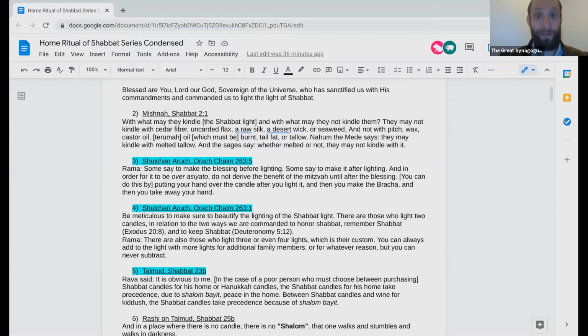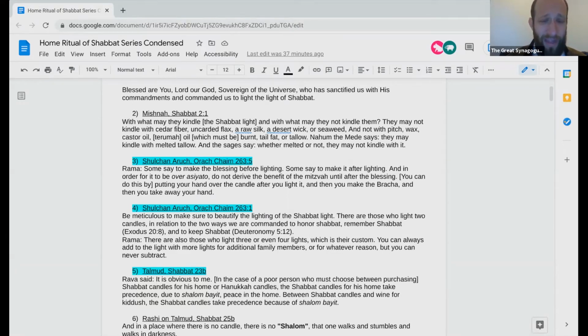So that is why we do it in that order. Next source: be meticulous to beautify the lighting of the Sabbath light, the Shabbat light. There are those who light 2 candles in relation to the 2 ways we are commanded to honor Shabbat: Remember Shabbat and keep Shabbat. Ramah: there are also those who light 3 or even 4 lights, which is their custom.